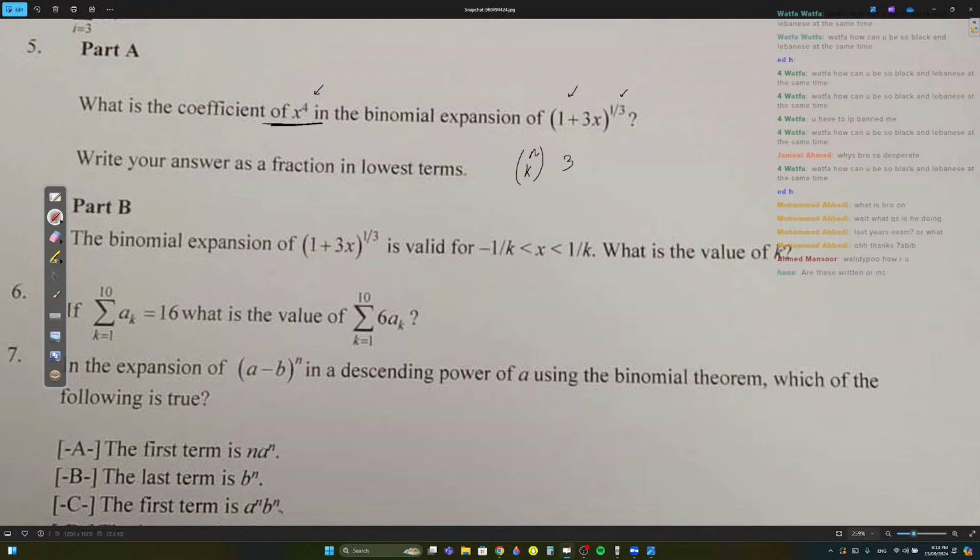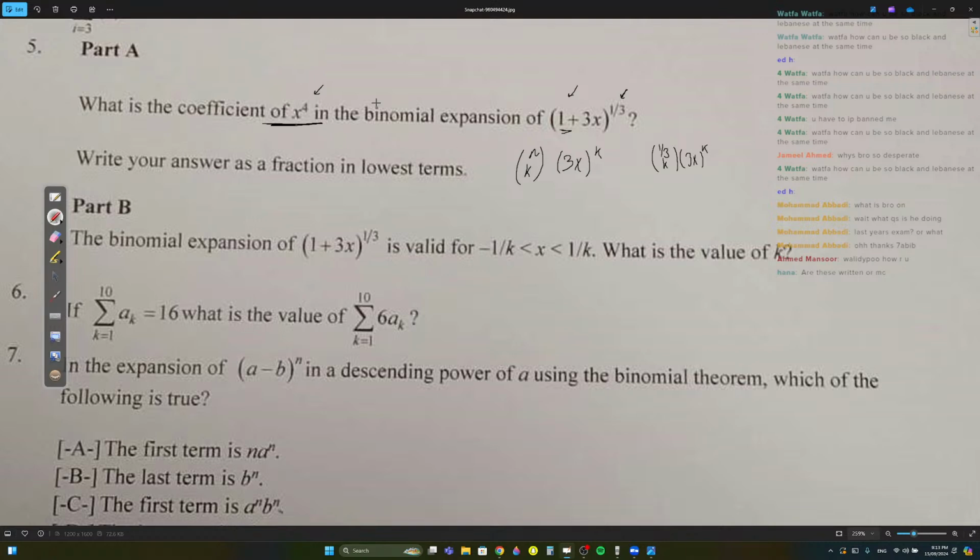We're going to use nCk (3x)^k, right? The general term for when it's a fraction, you don't count the 1. You just do the second term. You just look at the second term's power. Okay? It's going to be 1 over 3 Ck (3x)^k.